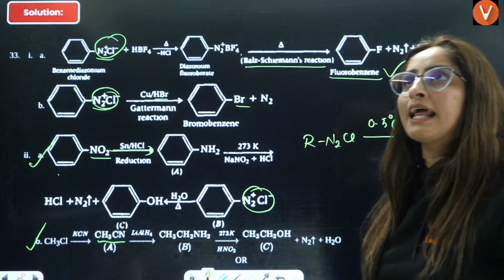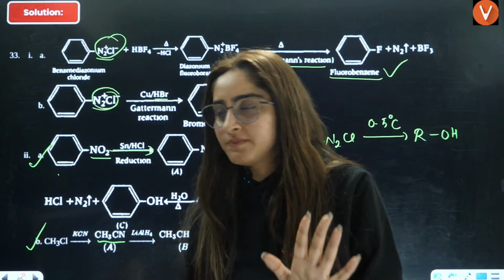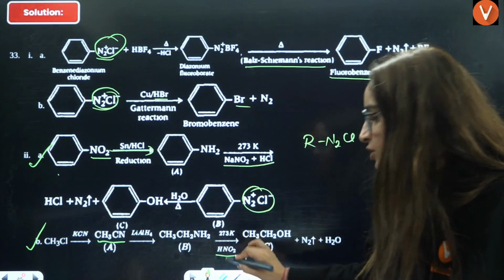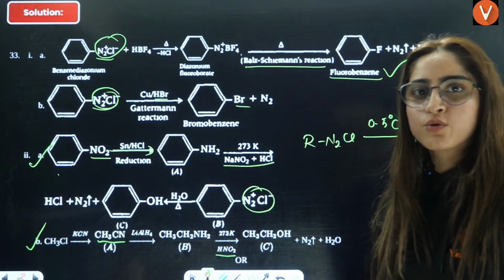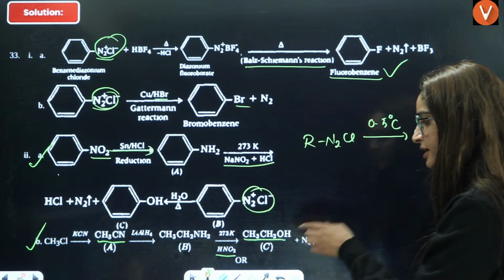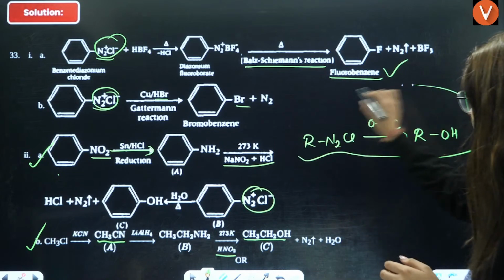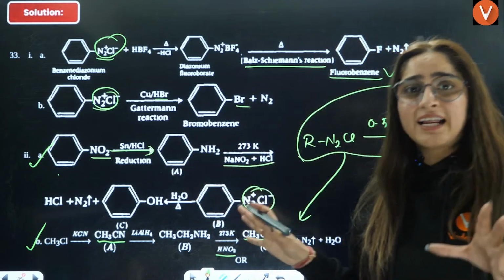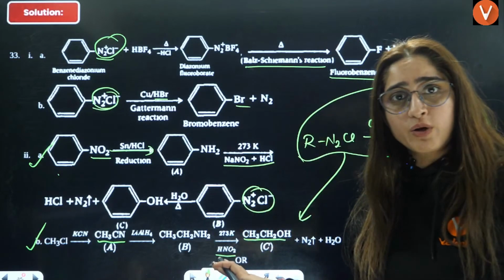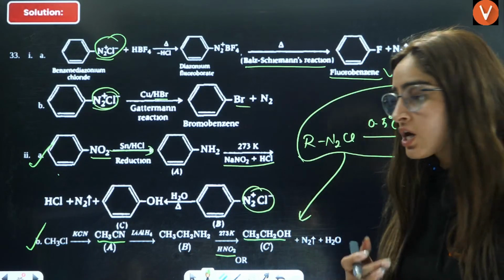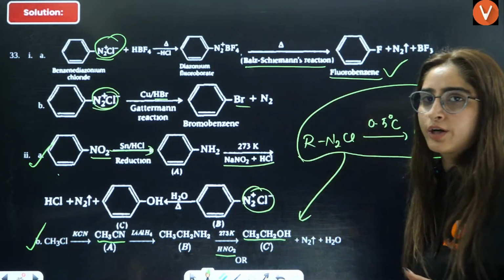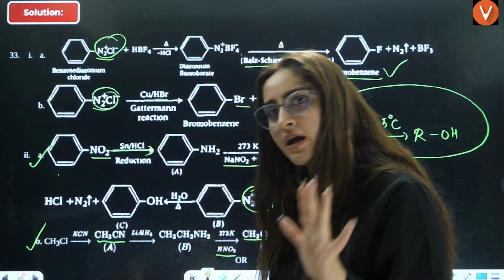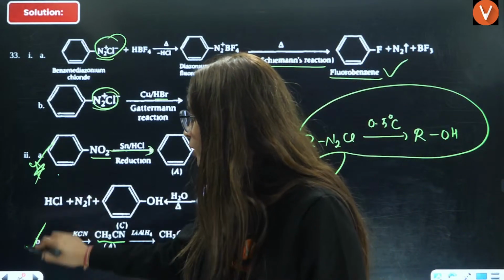After that, either they can tell you NaNO2 plus HCl, or it is written as HNO2. Both are the same thing. We are doing a diazotization. So it will be CH3CH2OH. The reason is this: as I told you, if you have benzene diazonium chloride, after warming it will be converted to OH. Here, without warming, it will be converted to OH because alkyl diazonium chloride is not at all stable. Understood? These two reactions are very important.